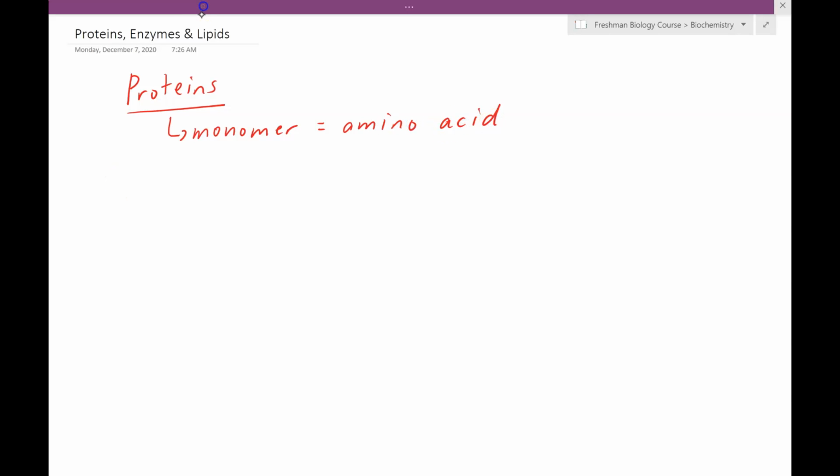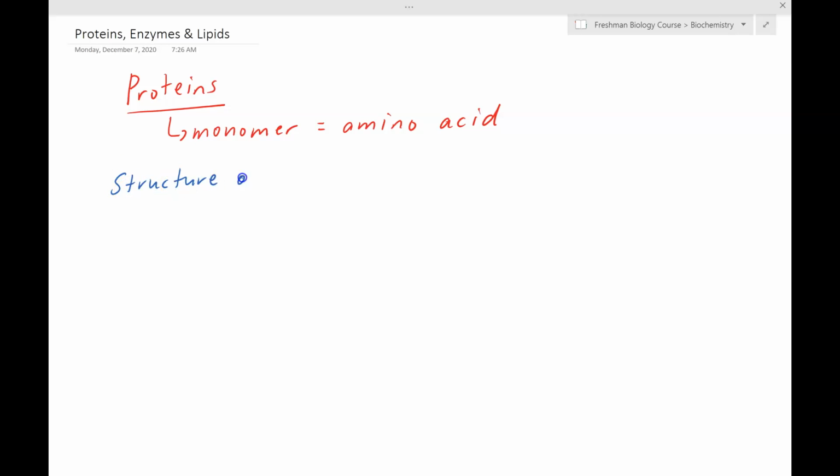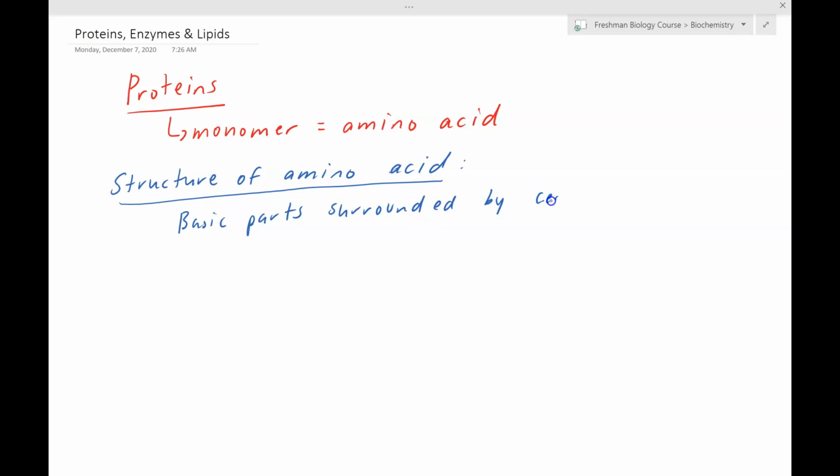All right, so the very first thing that we need to look at, we know that the monomer is an amino acid, but like we did with glucose, which was our solid monomer example for carbohydrates, we're going to be taking a look at the structure of an amino acid. For this structure, there are going to be some basic parts. We're going to identify the basic parts that are surrounded by a central carbon atom.